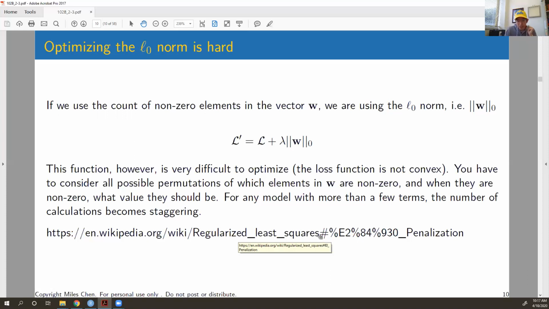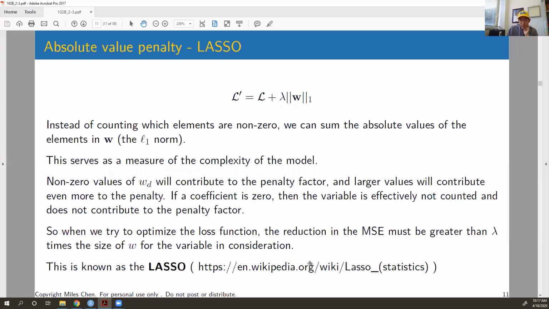You can read about this on Wikipedia. There's a special segment in the Regularized least squares article talking about using the L0 norm, and it's really hard to do. So instead of using the L0 norm, we can use the L1 or the L2 norm. The L1 norm is known as the Lasso, and it's the absolute value penalty.